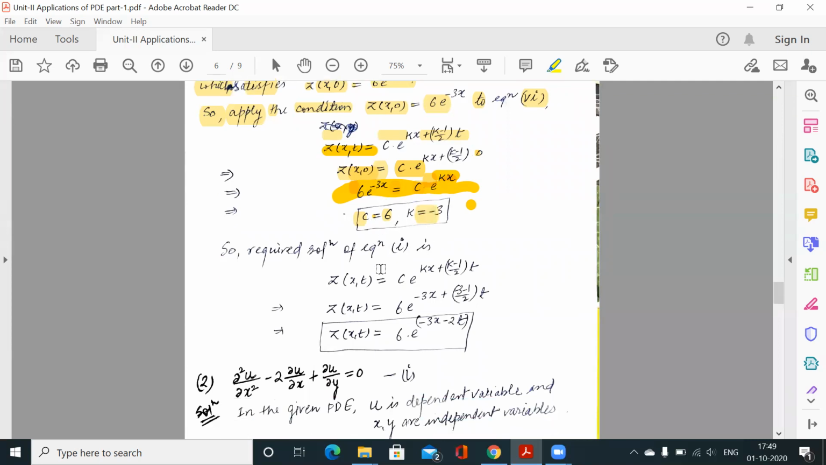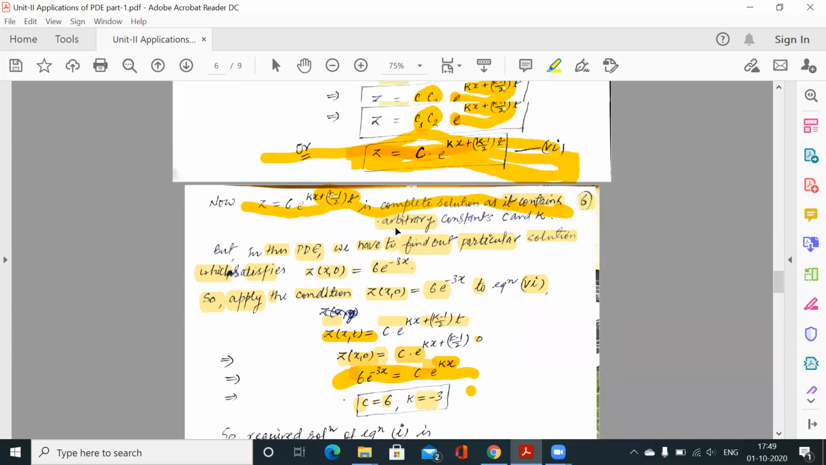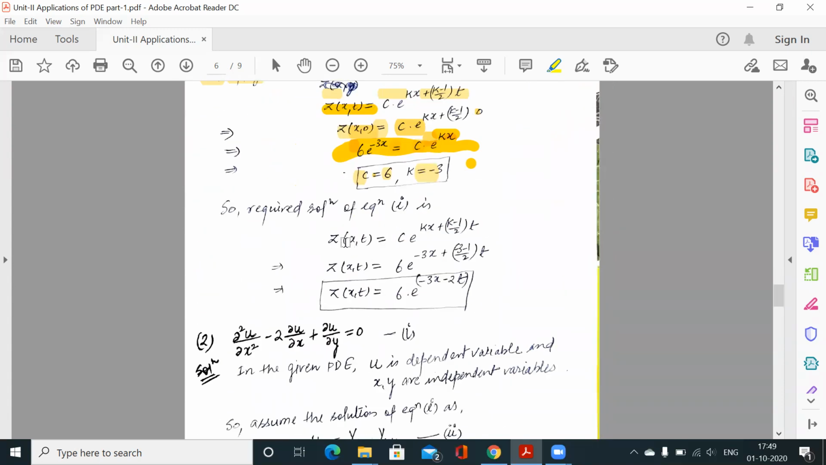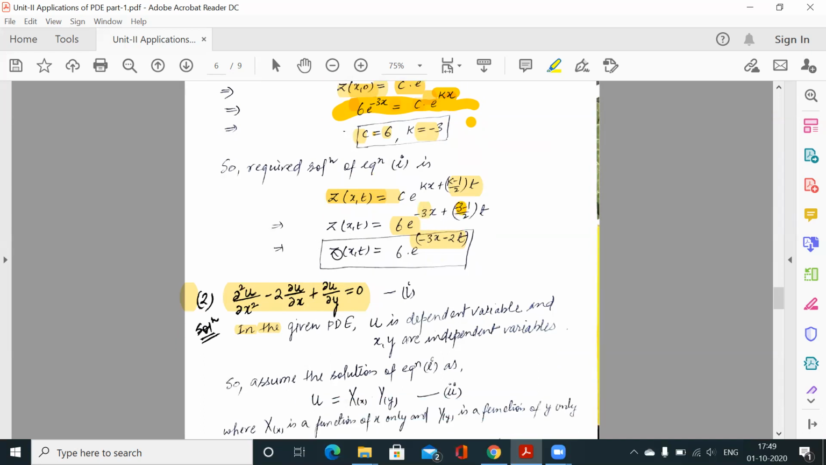So now substitute these values in the complete solution, and we will get our particular solution. The solution was z is equal to C e to the power kx plus (k minus 1) by 2 t. So substitute the c value, which is 6, and the k value, which is minus 3. So after simplifying we are getting z(x, t) is equal to 6 e to the power minus 3x minus 2t. Clear? So this is our particular solution.